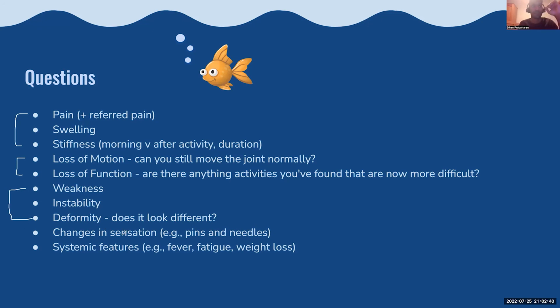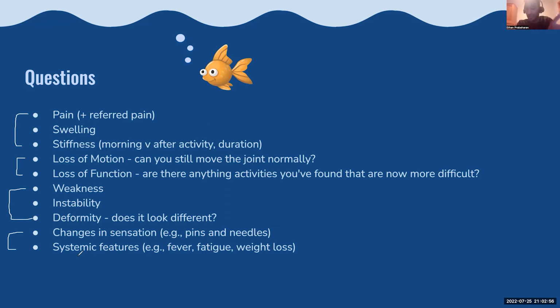And then the last 2 are your sensation and systemic features. They both start with S. So those are the groups I'd use, but people have different mnemonics for it. The main thing is to remember these questions in a way that you can go through them fairly quickly.